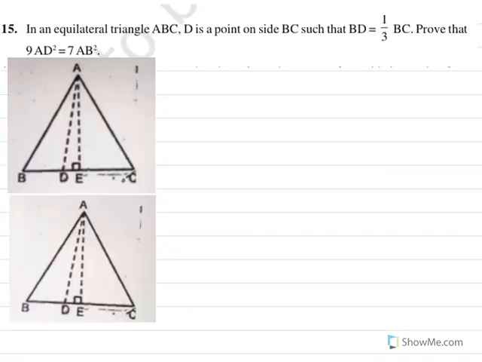In an equilateral triangle ABC, D is a point on BC such that BD is 1/3 of BC. Prove that 9AD square equal to 7AB square. Now the figure is not given to you. You need to draw your figure. So we have drawn an equilateral triangle ABC here. So you have A, B and C. And this is an equilateral triangle.